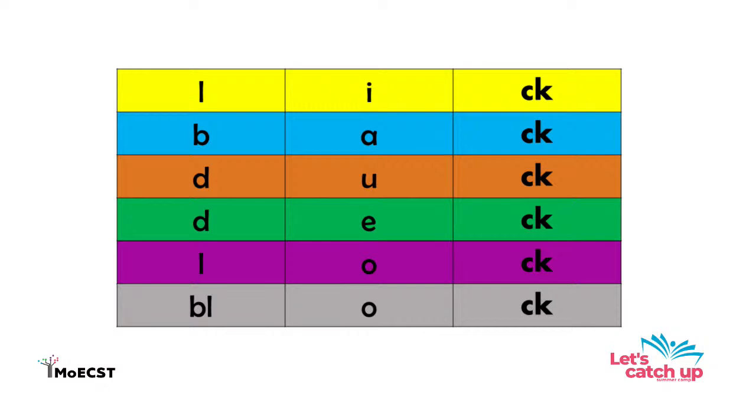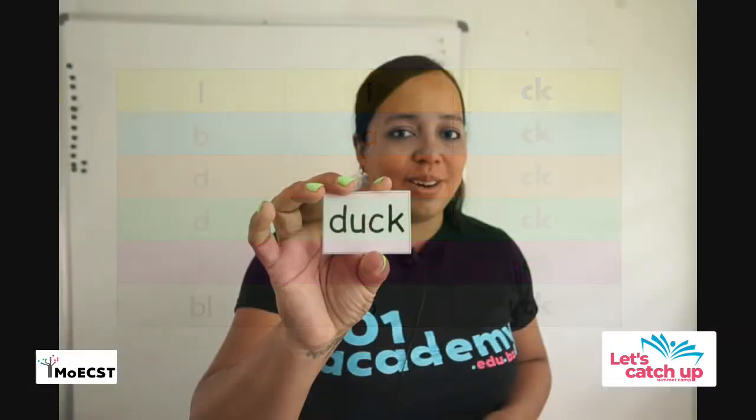D, U, K. Let's bring it together. Duck. Very good, boys and girls. Duck. That's your next word. Let's make another one. We're going to leave D there, and I want you to find your letter E and switch it with letter U.